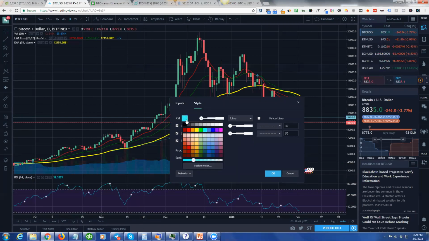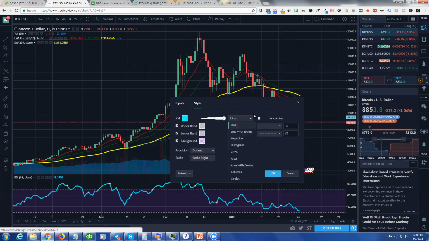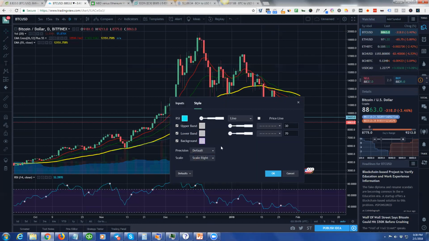So I use this teal. Again, it can be transparent. You can see how transparent that is, or you can have it full color so it stands out. I have it somewhat there. You can also change the size of the line to thin or thicker. You can change it to different types, so you can have histograms. I keep it at line. I keep it like this.